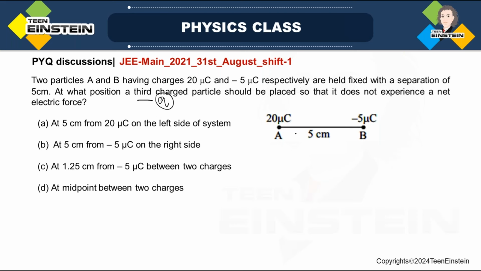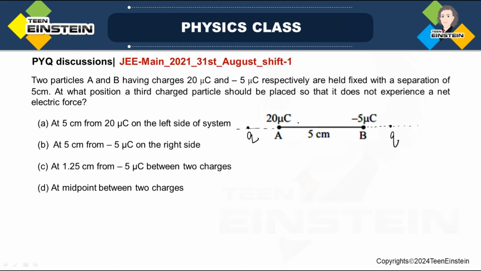Okay, that means, if I keep a charge, let us suppose we are placing the charge on the axis of these two charges itself, in the same line. But where to put the charge? Whether I should put the charge here near to 20 microcoulomb, or near to minus 5 microcoulomb. So which one is logical? Or I should put it in between somewhere.